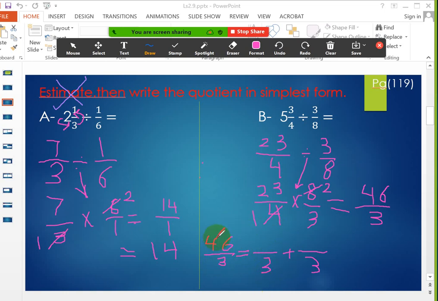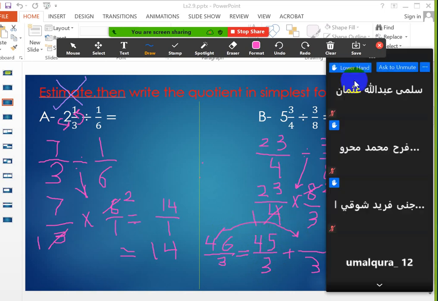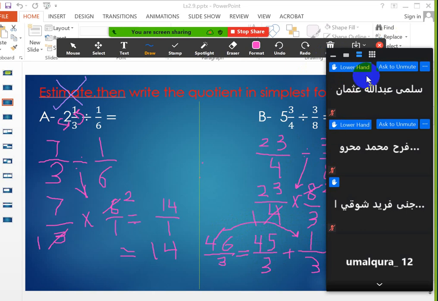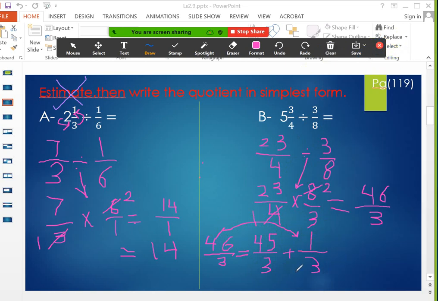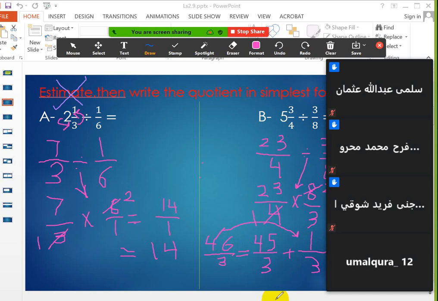So the greatest number from 46 able to divide on 3 is 45. Okay, so I will take from 46 the greatest number able to divide on 3, 45. What's the number left from 46? The number left from 46 is what? Is 1. Thank you, girls. That's correct. So the number left from 46 is 1. Okay?